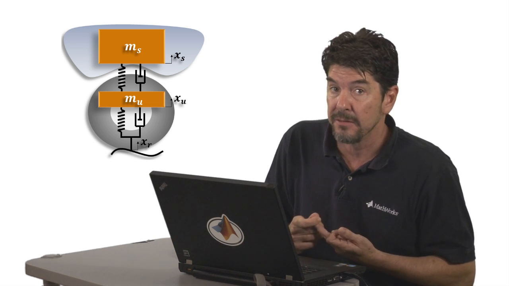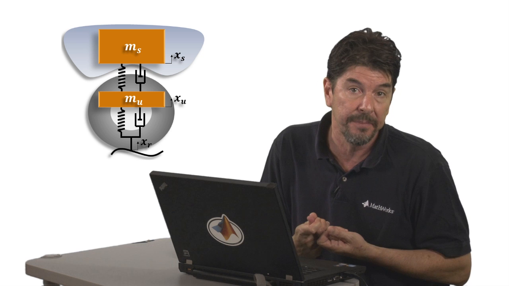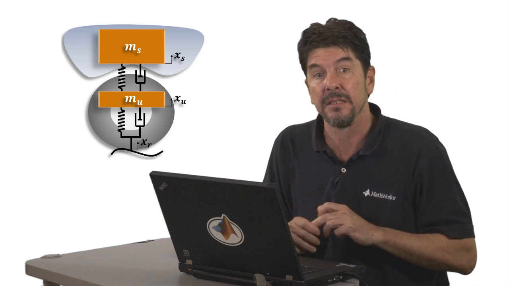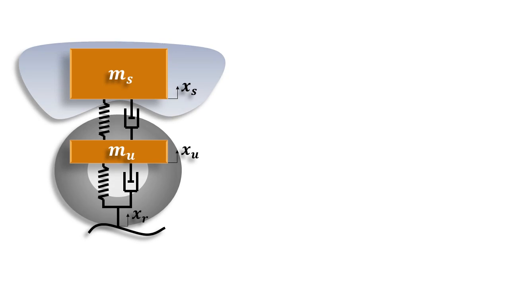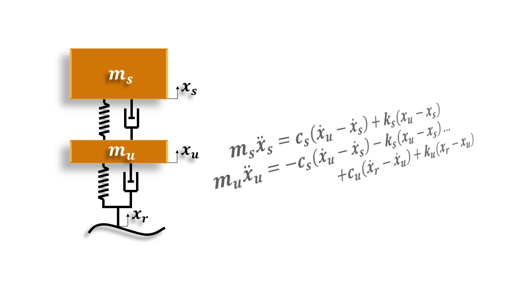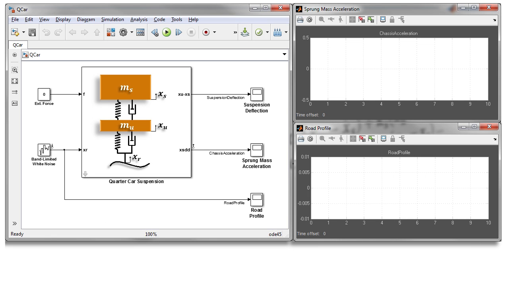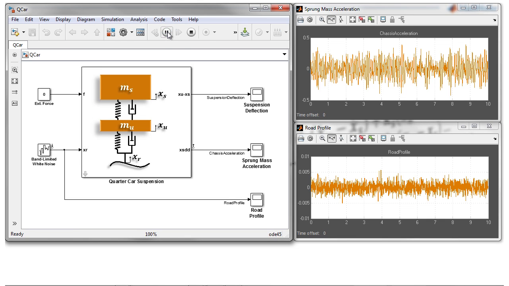The top mass represents a corner of the car chassis, and the bottom mass represents the corresponding tire. We can use Newton's law to come up with a set of differential equations that describe the dynamics of this system. And we can quickly build a model of these equations in a dynamic simulation environment like Simulink. When I press play, the differential equations in the model are stepped through a numerical solver, and we can monitor any of the states of our system.